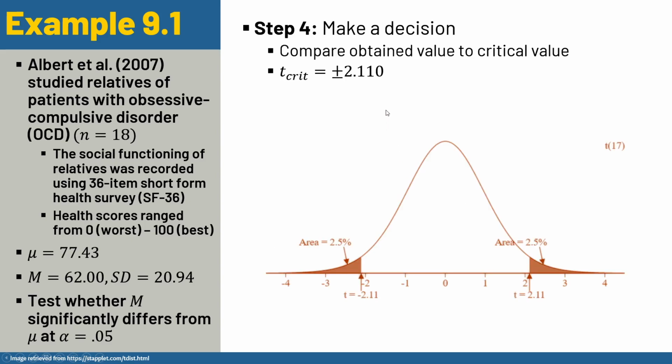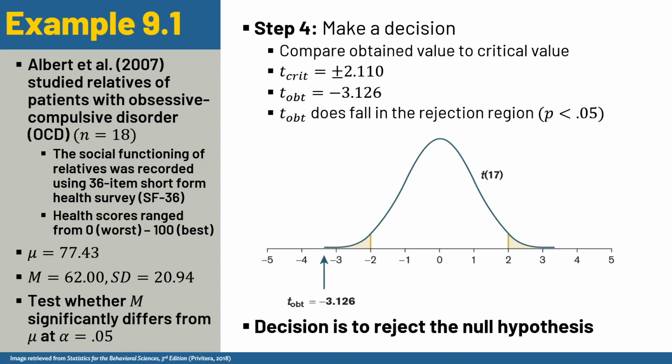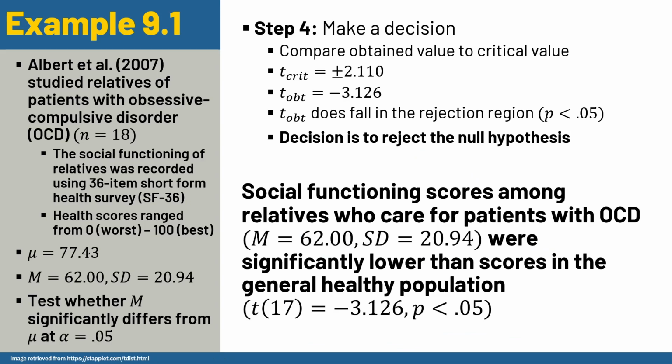Make a decision. Let's compare the two. Here were our previous values, our critical values. Our t obtained is all the way down here. I'll go back and forth a little bit to show you that. Therefore, we're going to handily reject the null hypothesis. P is less than 0.05 because our t obtained does fall in the rejection region. Another way of depicting that right here.